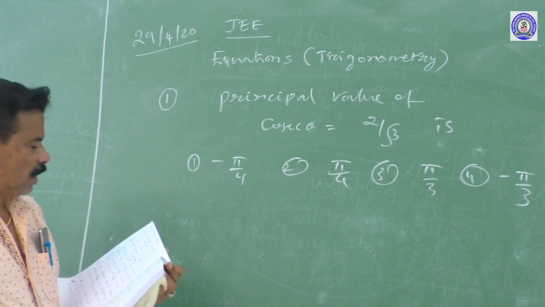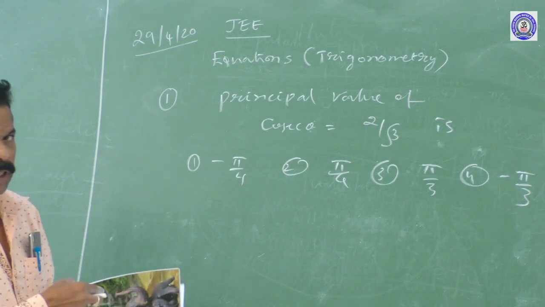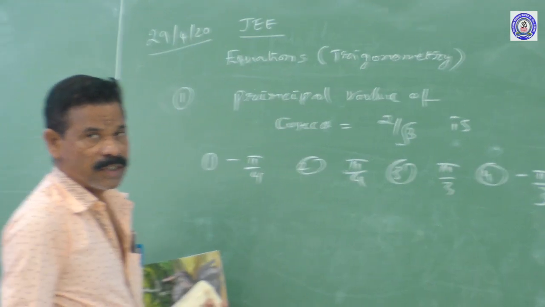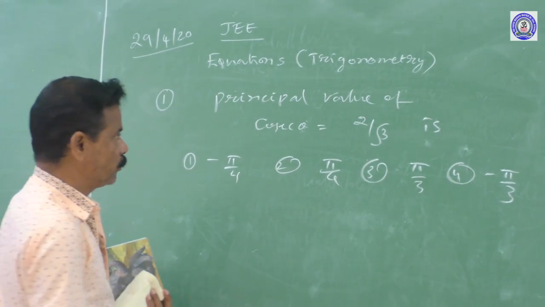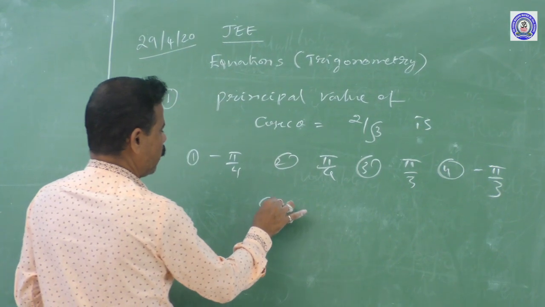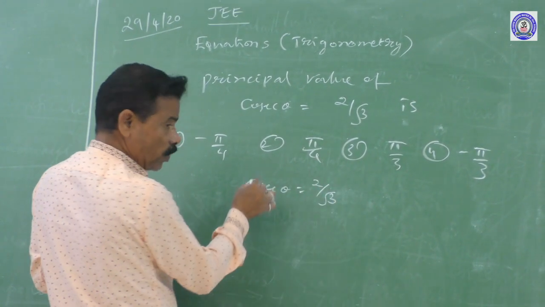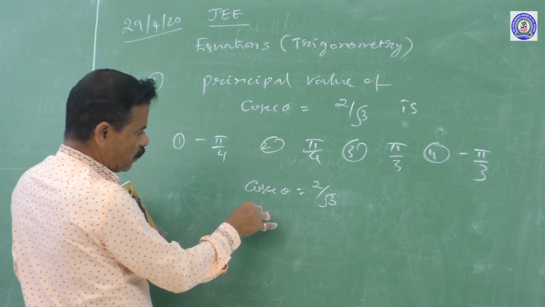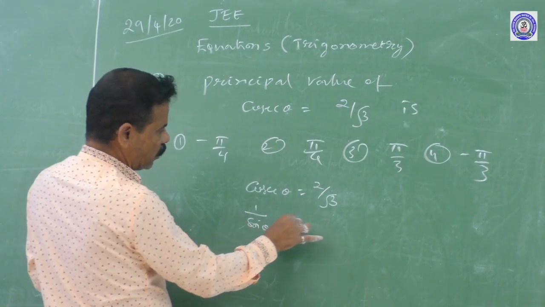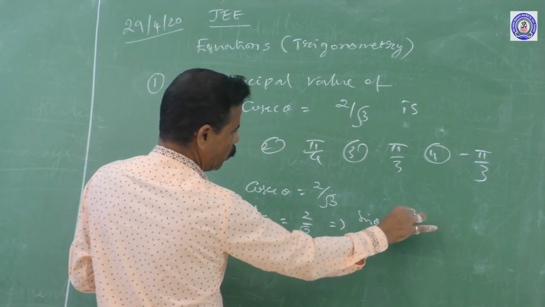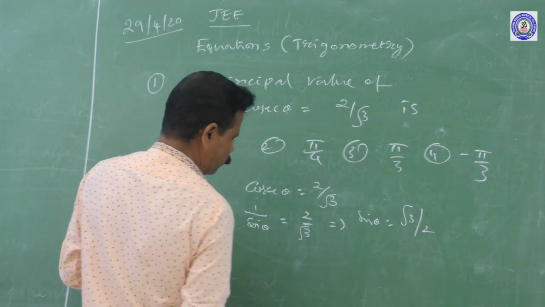Here the principal value is asked, otherwise called the principal solution. What is the alpha value? The principal solution is taken as alpha. So here cosec theta is given, cosec theta is equal to 2 by root 3. In the reciprocal it is 1 by sin theta is equal to 2 by root 3, which implies sin theta is equal to root 3 by 2.